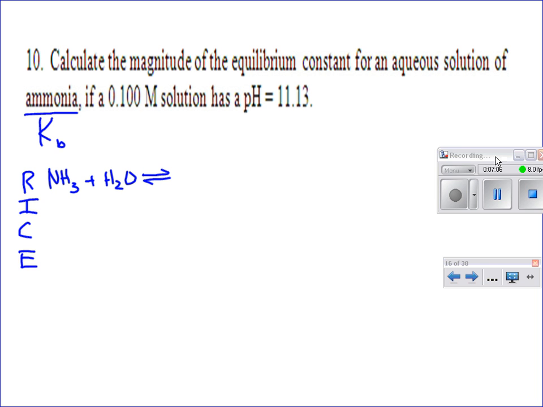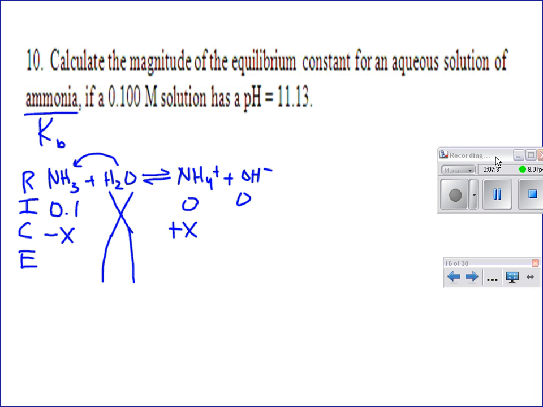So just like before, you're going to take your ammonia and add it to water. This is a base, so the base is actually a proton acceptor. So that's going to accept a proton, and it's going to make ammonium plus OH minus. We're not even going to put water in the chart. Our original concentration is 0.1. This is 0, this is 0. Minus X, plus X, plus X. We get 0.1 minus X, X, and X.